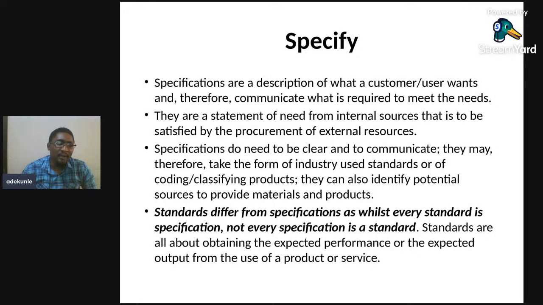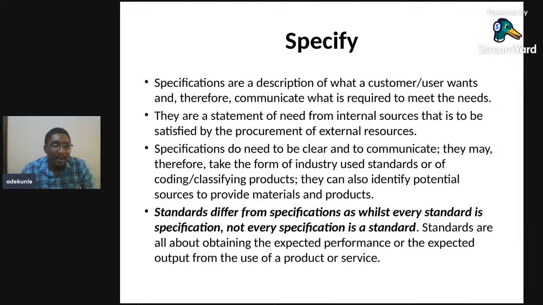If you go from one industry to another, you realize that the standard will change. One thing I want us to notice is that standard differs from specification. While every standard is a specification, not every specification is a standard.